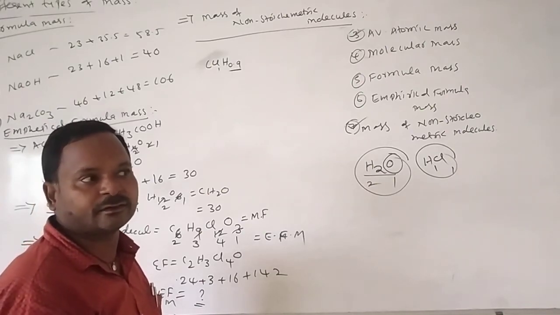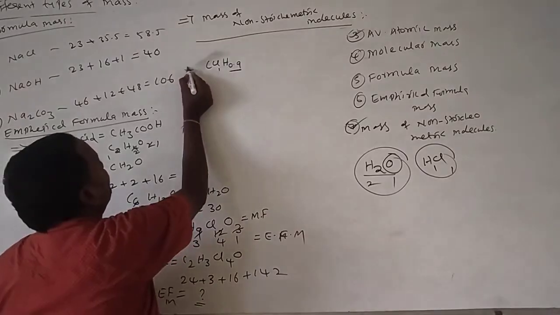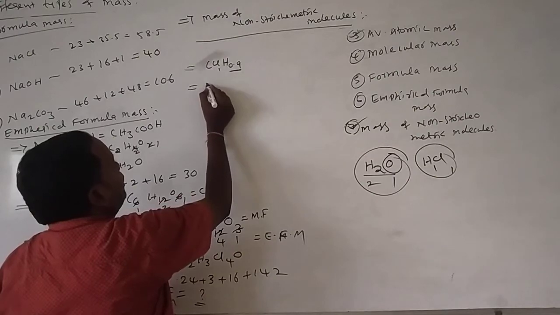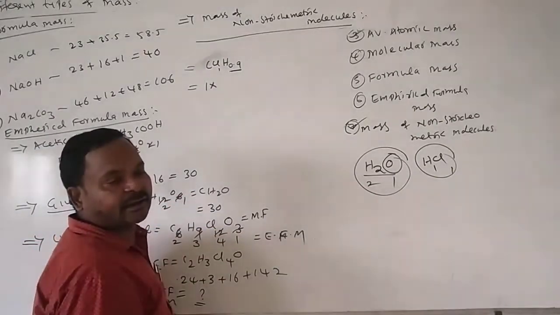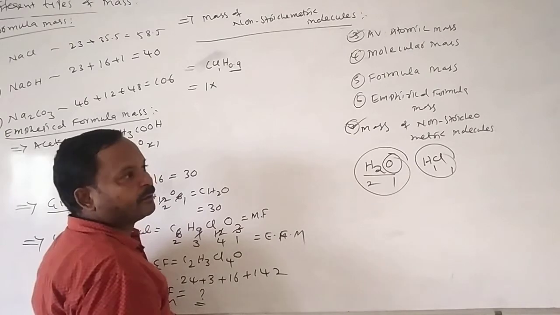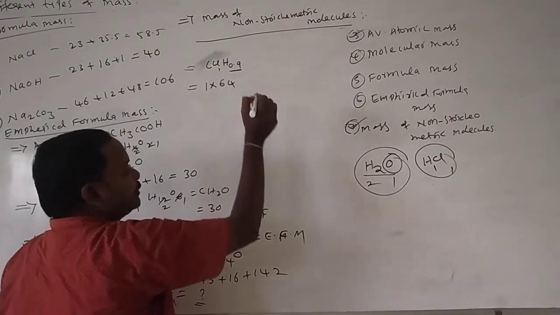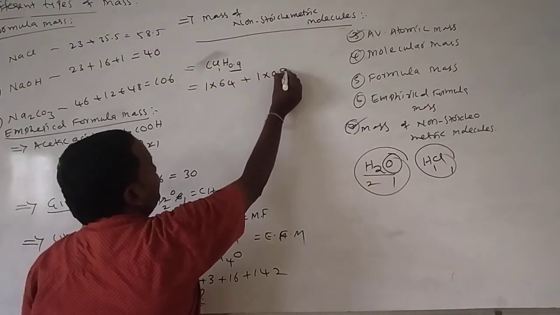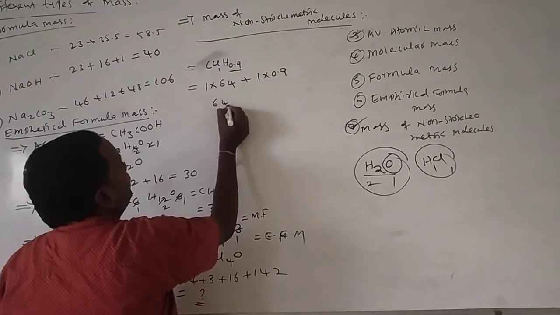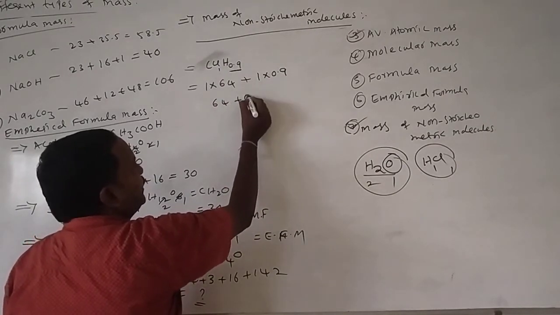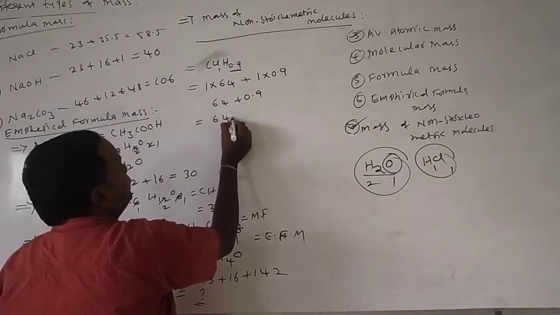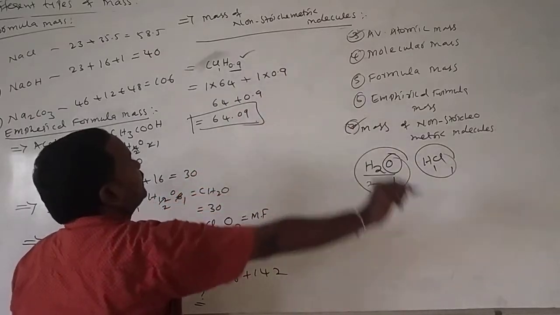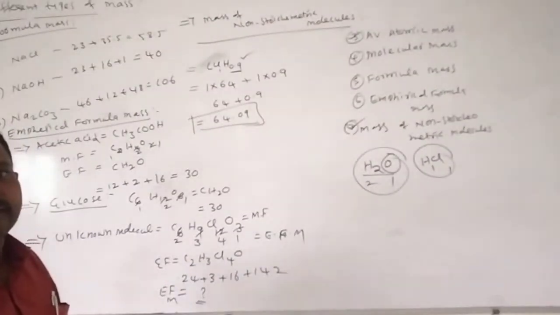The mass of non-stoichiometric molecules: how will you calculate it? Same. 1 copper, 1 into copper atomic mass, nearly 63, say 64, not exact. Plus hydrogen, 1 into 0.9. Here 64 plus 0.9 is equal to 64.9. This is the mass of the non-stoichiometric cuprous hydride.